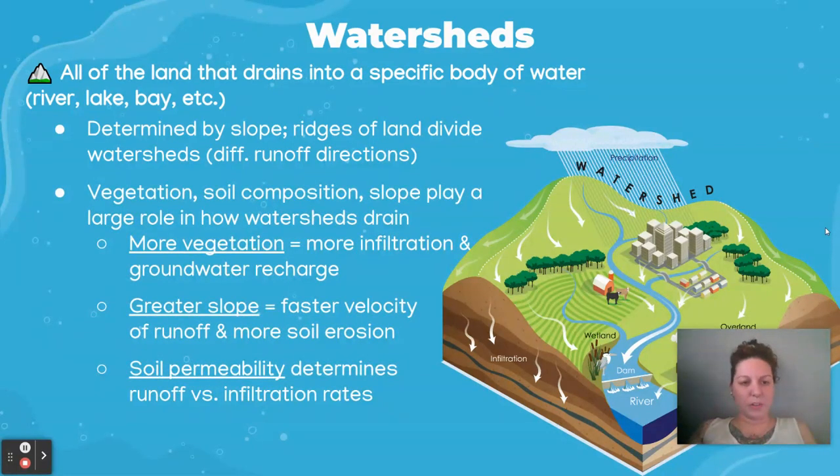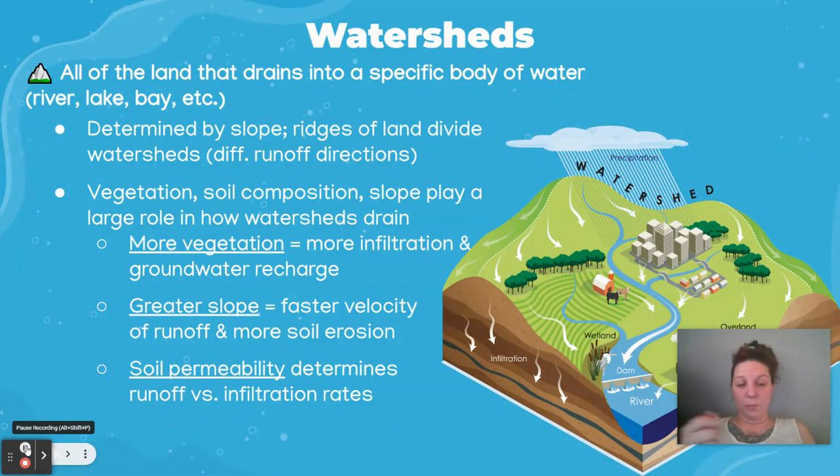So, some other things that are going to affect watersheds and how they run is going to be vegetation, soil composition, and slope. So, the more vegetation we have, that's going to slow down how quick the water can run downhill. So, that's going to allow for more infiltration. So, more water is actually going to be absorbed into the ground, and then it's going to be able to pass into those groundwater areas and recharge our groundwater. Obviously, the steeper an area is, so the greater slope it has, the faster that water is going to be able to run down the slope.